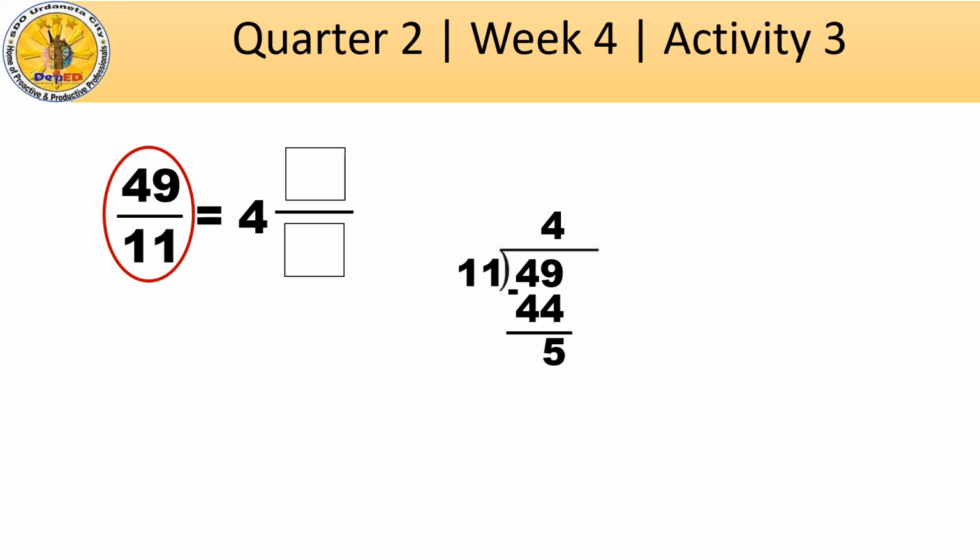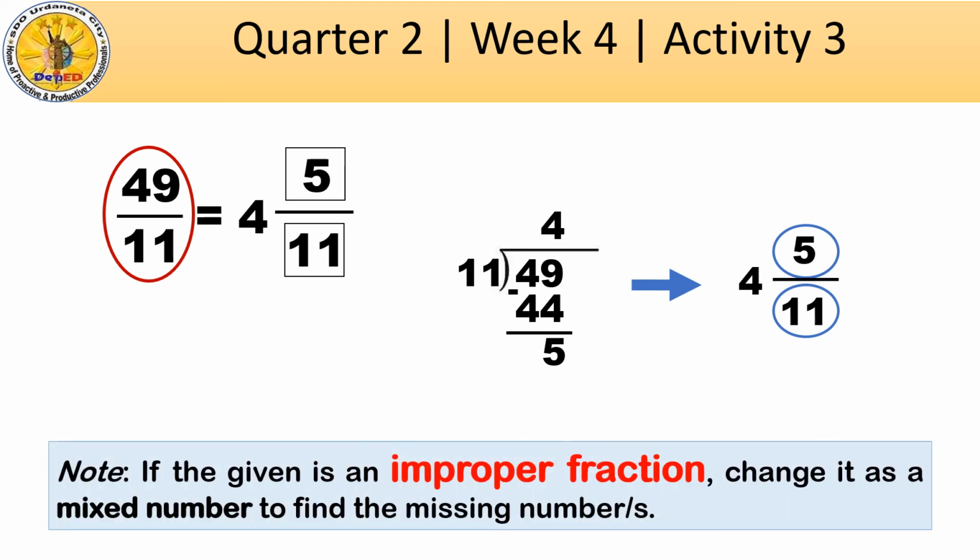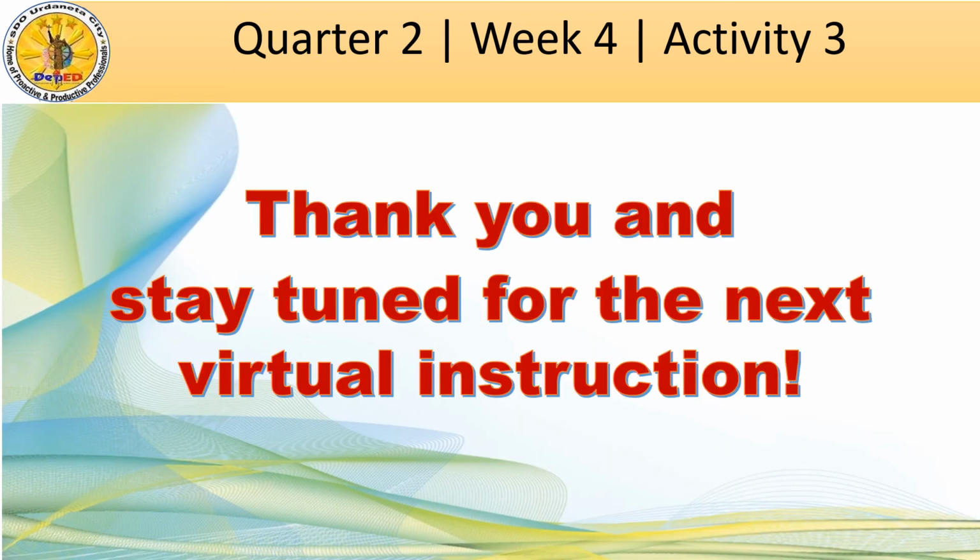The mixed number for the improper fraction is 4 5/11. Therefore, the missing numerator is 5 and the missing denominator is 11. Again, remember that if the given is an improper fraction, change it as a mixed number to find the missing number or numbers. That will be all for the examples of Activity 3.